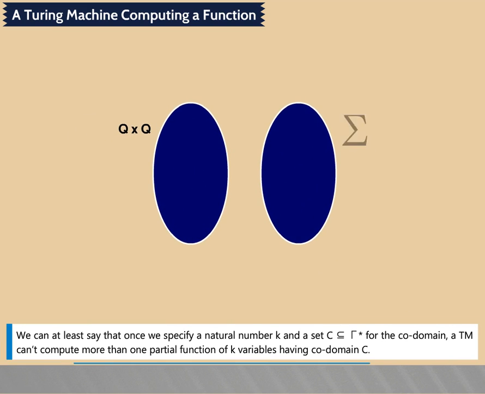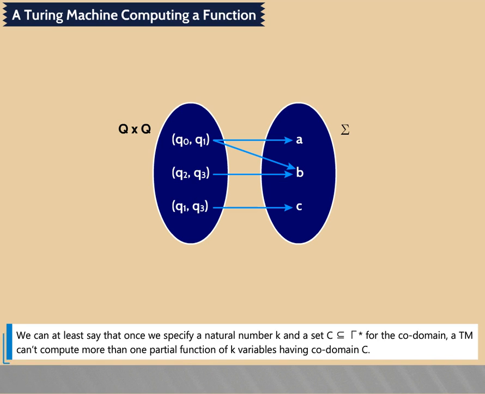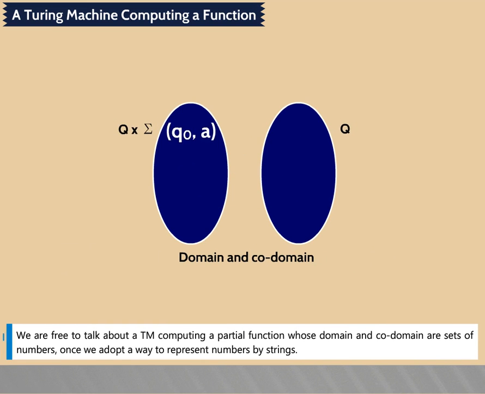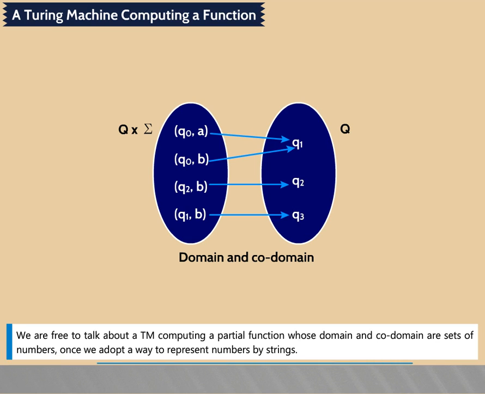We can at least say that once we specify a natural number k and a set C subset of Γ* for the codomain, a TM can't compute more than one partial function of k variables having codomain C. We are free to talk about a TM computing a partial function whose domain and codomain are sets of numbers, once we adopt a way to represent numbers by strings.